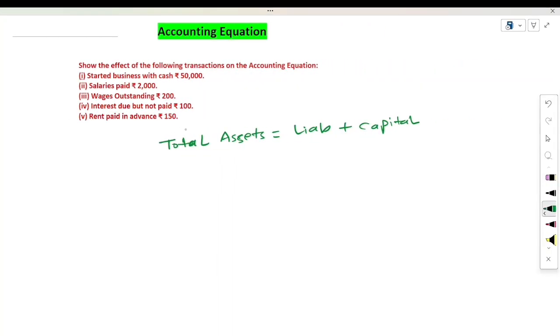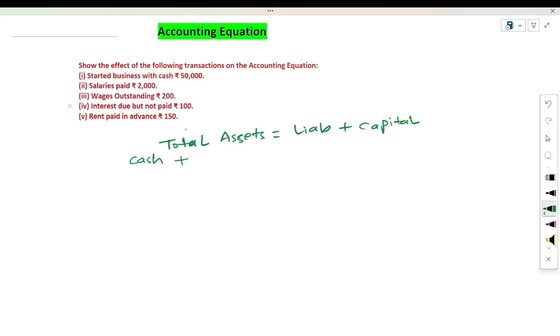First is started business with cash, rupees 50,000. First of all, we will find out what are the assets creating here and what are the liabilities creating here. The proprietor is starting business with 50,000 cash. It means cash is creating here. And second transaction, salary paid 2,000. Salary paid, it means there is no asset. It is just like an expense. So we will not create any asset or liability.